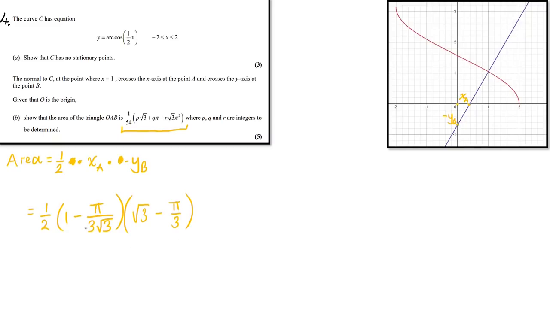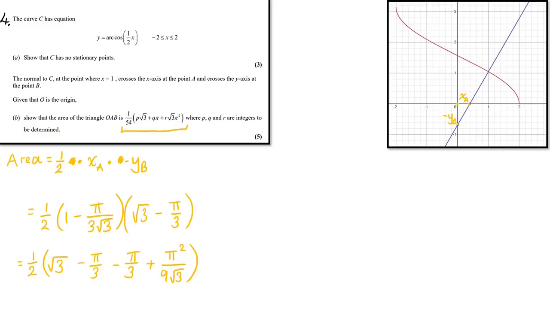What I'm going to do first, I'm going to expand these double brackets here. So what I'm going to get then is a half. I've got 1 times root 3 giving me root 3. I've then got 1 times minus pi over 3 giving me minus pi over 3. We've then got minus pi over 3 root 3 times root 3. So those root 3's will just cancel, and I'm just going to get minus pi over 3 again. And then finally, we've got minus pi over 3 root 3 times minus pi over 3. So what I'm going to get there is positive pi squared. 3 times the 3 gives me 9, so this is over 9 root 3 there.